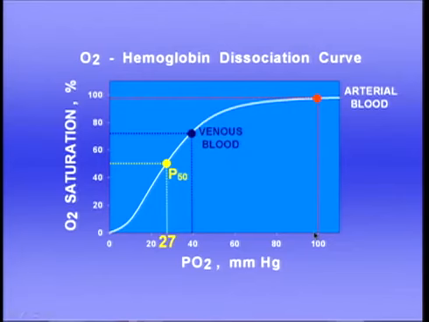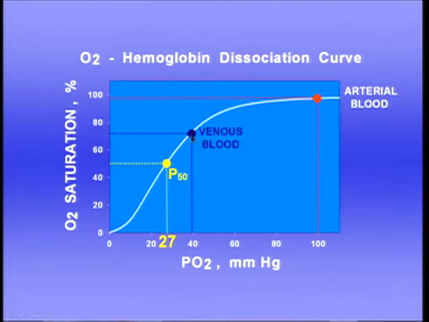Now let's go to the next slide, which shows the anchor points of the oxygen dissociation curve. And there are three that I like to remember. They're not difficult to remember. One is that in arterial blood with a PO2 of 100, we have an oxygen saturation very nearly 100%. It's about 97%. So in arterial blood, the hemoglobin is almost fully saturated.